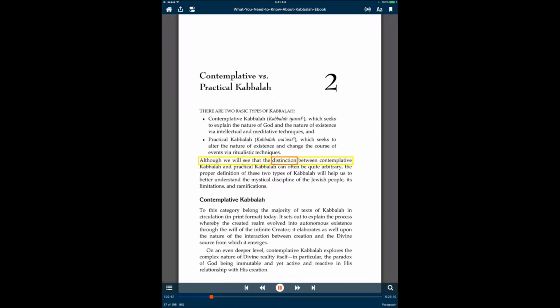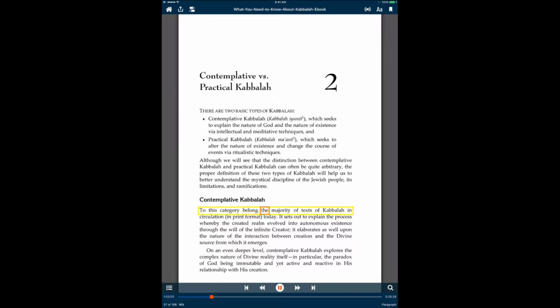Although we will see that the distinction between contemplative Kabbalah and practical Kabbalah can often be quite arbitrary, the proper definition of these two types of Kabbalah will help us to better understand the mystical discipline of the Jewish people, its limitations, and ramifications. Contemplative Kabbalah.